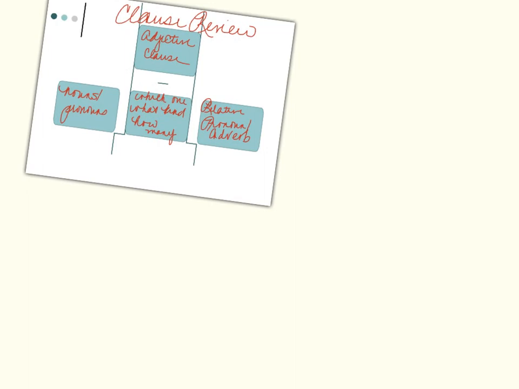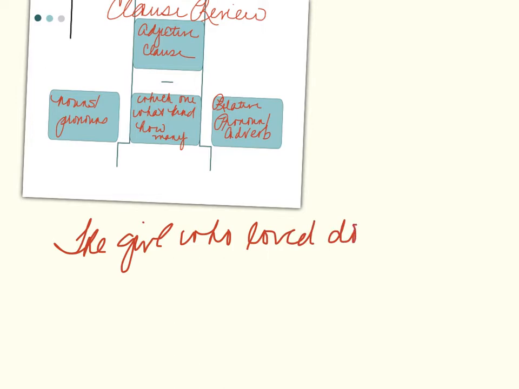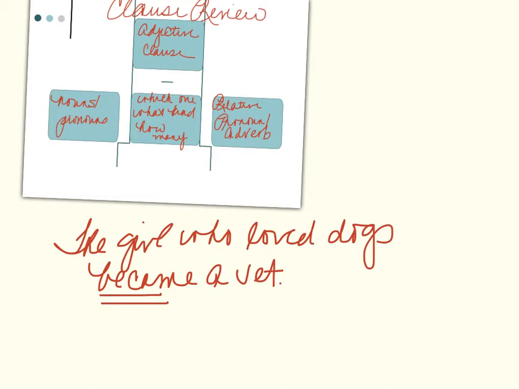So if we had a sentence such as, the girl who loved dogs became a vet, it would break down like this. Became is a verb, loved is a verb. Who became a vet? The girl became a vet. That's my independent clause. Who is the subject of loved? Dogs is the direct object of loved. Who loved dogs is my subordinate clause.